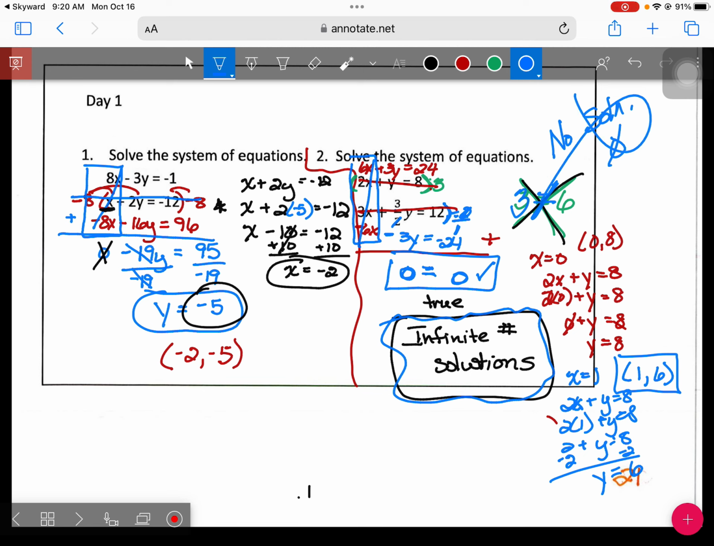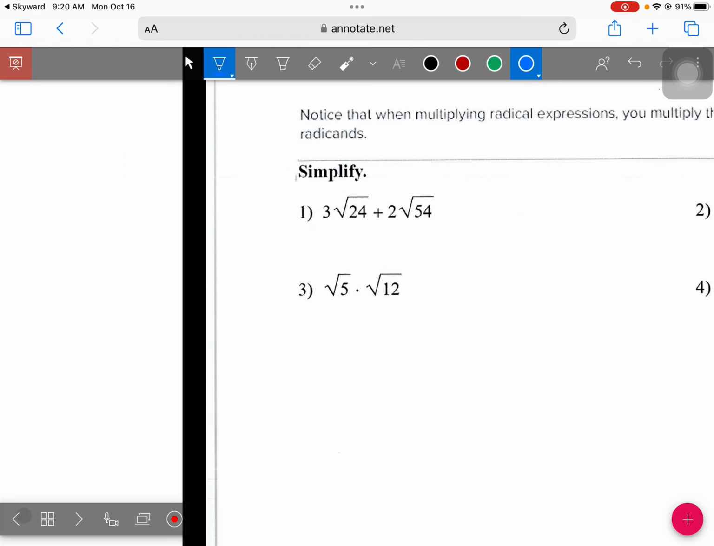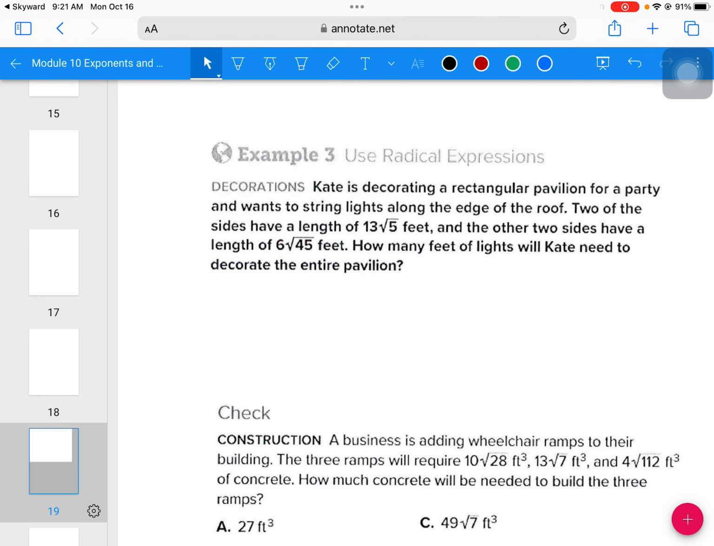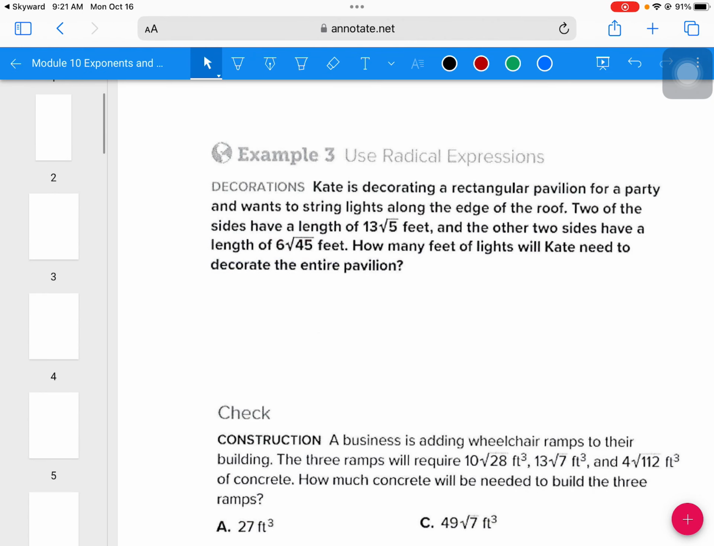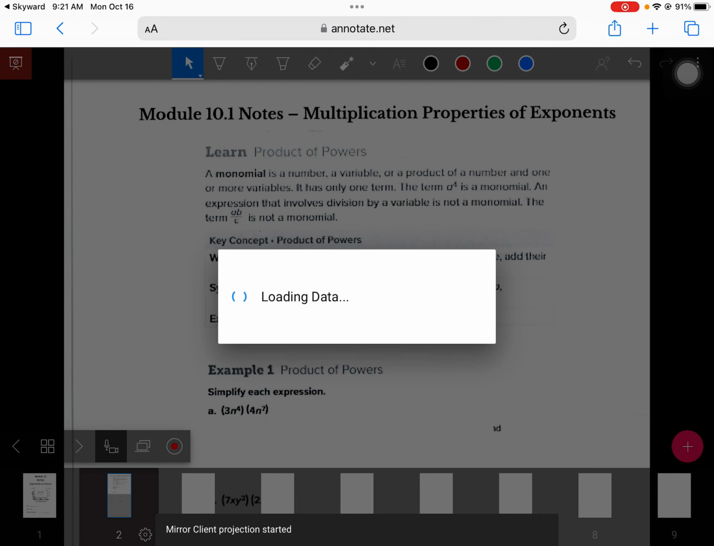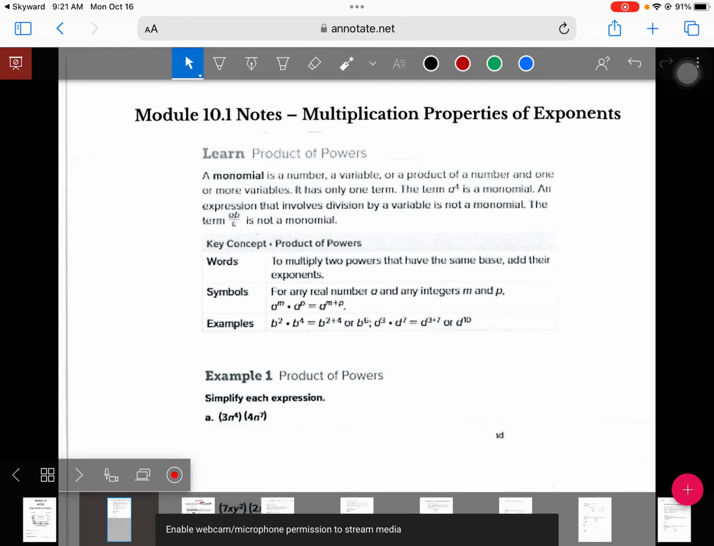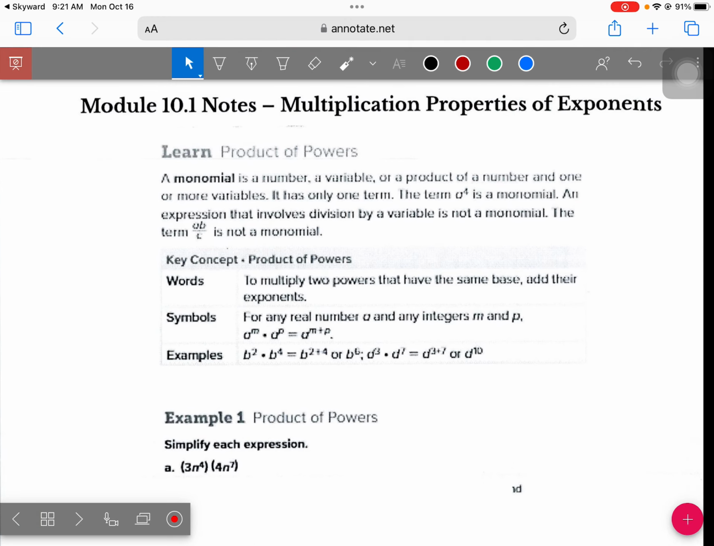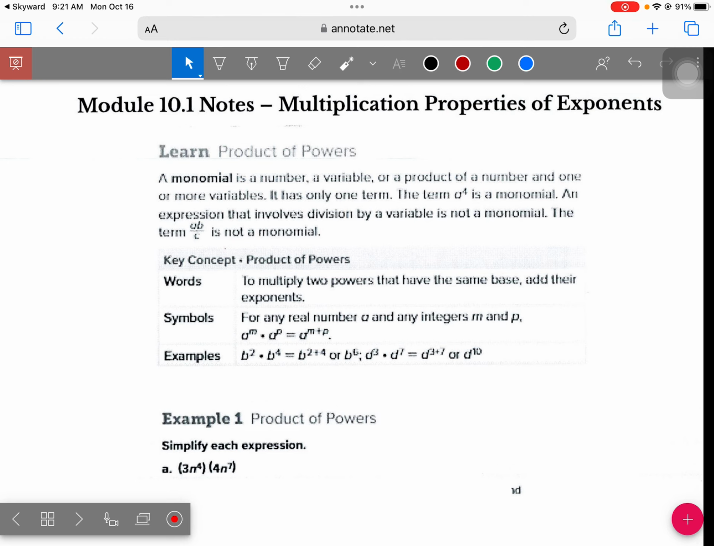All right. Let's go now to page 1. Let's talk about multiplication of exponents. Page 2, thank you. Page 2. Now, we have talked about exponents before. We've talked about them mostly in order of operations. Now we are going to be multiplying them. Okay? So on page 2, module 10.1, multiplication properties of exponents.